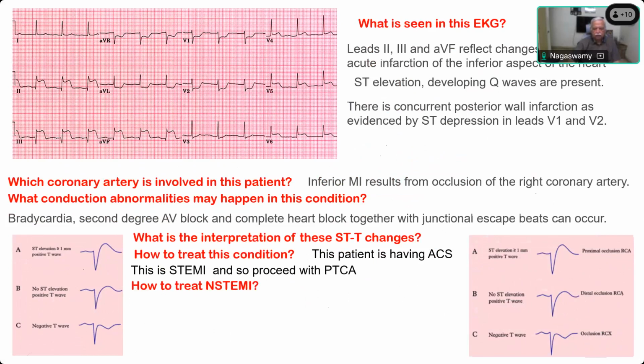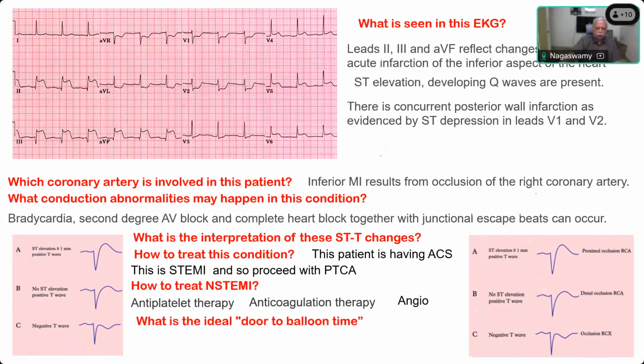If it is a non-ST elevation MI, how do you treat? This is a classical ST elevation MI. You can see how elevated these segments are. So if it is a classical ST elevation MI, earliest PTCA is the answer. But if it is a non-ST elevation MI, what is the treatment? Antithrombotic agents can be given: antiplatelet therapy, anticoagulation therapy, and angio at the earliest. What is the ideal door to balloon time? That is 90 minutes. Excellent.